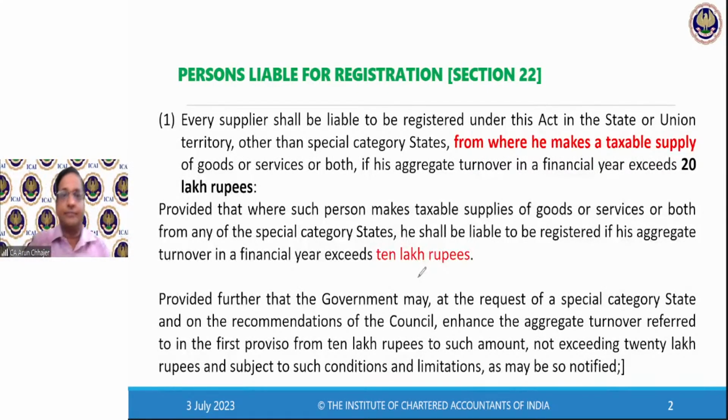We'll discuss. ठीक है, एक बार आगे आते हैं. Fine. We will have a separate slide on the calculation of aggregate turnover. We will discuss. But what is the threshold limit? 20 lakhs. In case of the special category state, the limit is 10 lakh rupees. What is the meaning of special category state? We will read in the explanation.